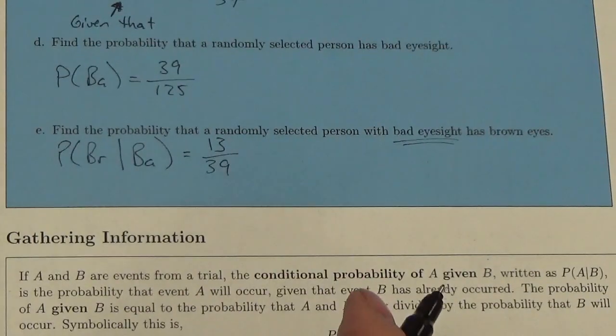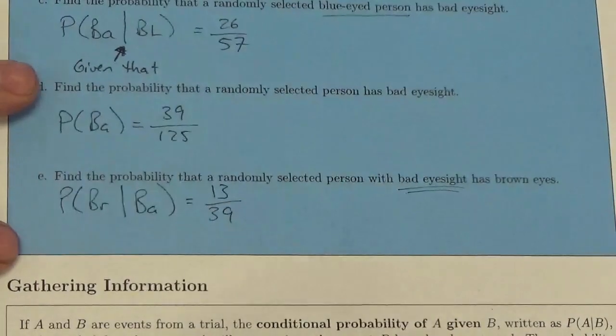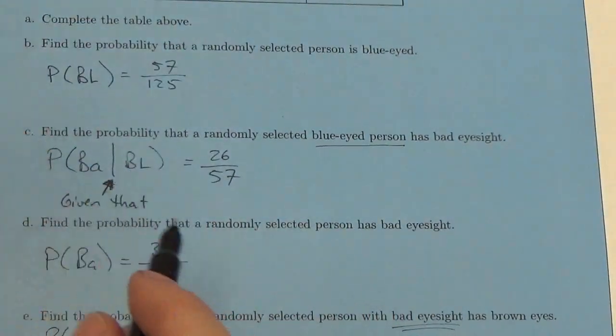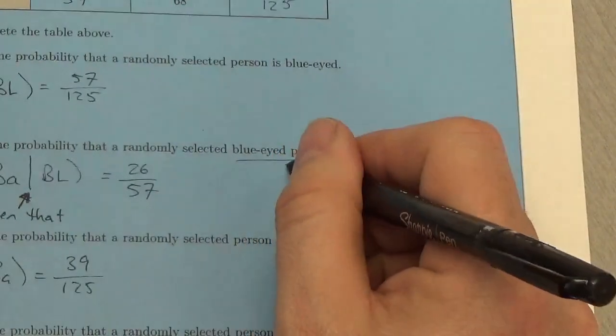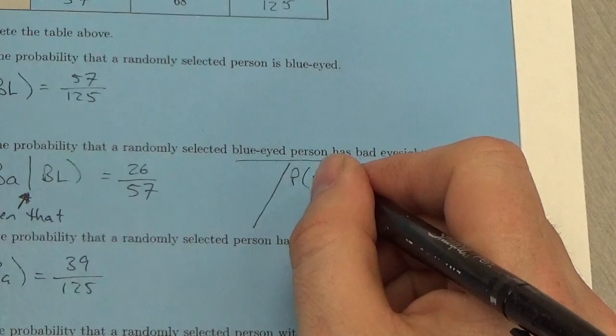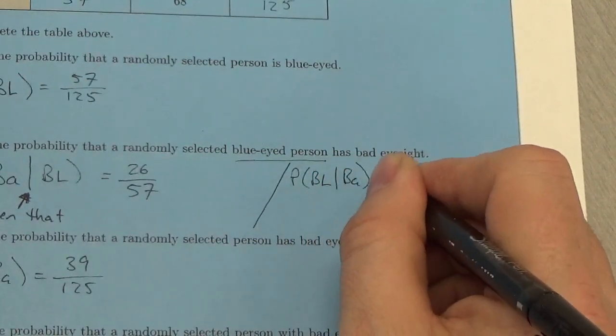Now, just a little thing before we carry on with this. I want to go back up to this question right here just for a moment. I want to switch those, just for fun. What is the probability that someone has blue eyes given that they've got bad eyesight?